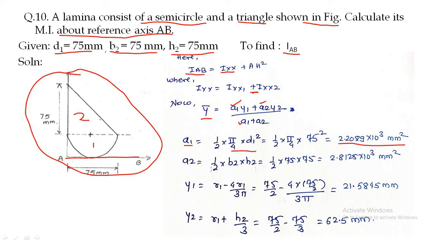So we need to find a2. What is a2? A2 is the area of the second plane. Our second plane is a triangle, so we need to find the area of the triangle. From our school days we know the formula for the area of a triangle, which is half into base into height. For the triangle we are using the subscript 2, so I have written half into b2 into h2. The base of the triangle, b2, is 75 mm, which is given, and the height is also 75. From that we have a2 as 2.8125 into 10 raised to 3 mm square. So we now have a2. Now what is remaining? y1 and y2 are remaining.